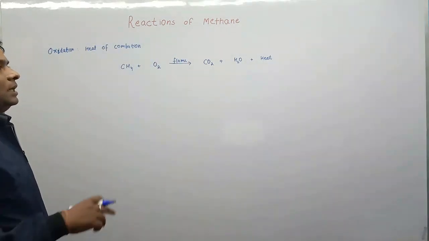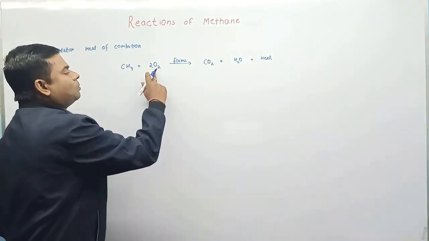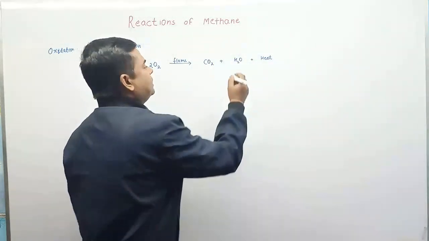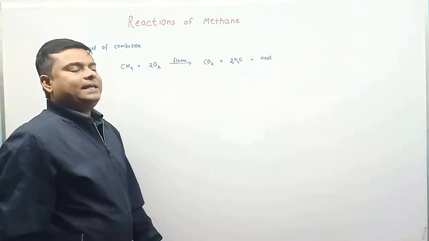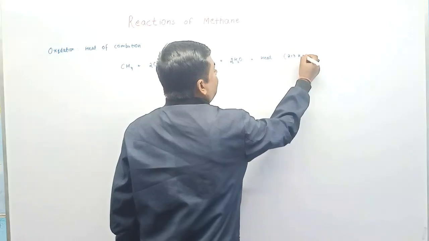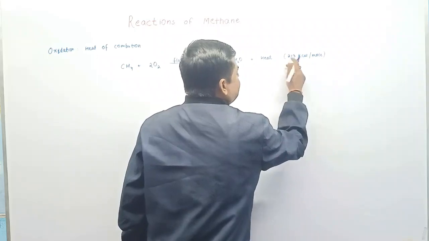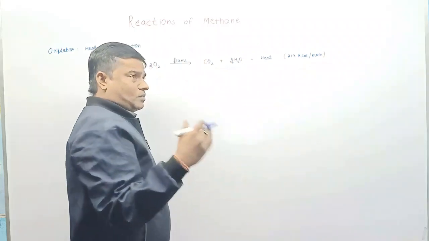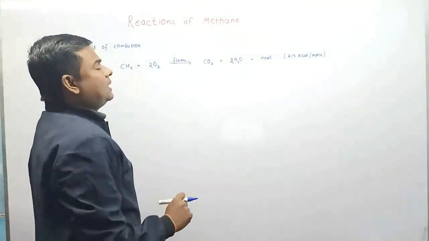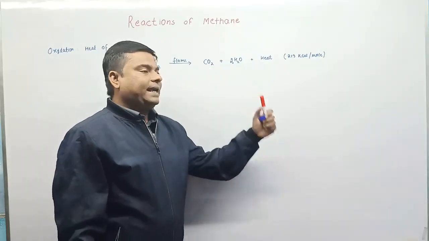If we balance this reaction, we have to write 2 here, that is, one molecule of methane reacts with 2 molecules of oxygen gas, and it produces 1 molecule of carbon dioxide and 2 molecules of water, and heat is liberated, approximately 213 kilocalories per mole. So 1 mole of methane reacts with 2 moles of oxygen. In the presence of flame, we get 1 mole of carbon dioxide, 2 moles of water, and heat.